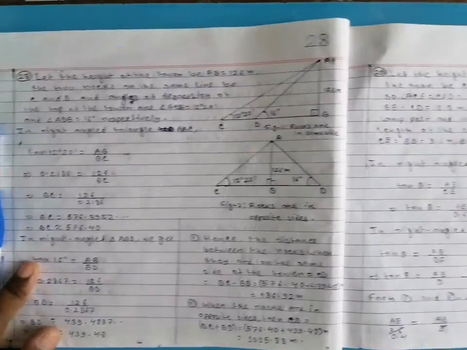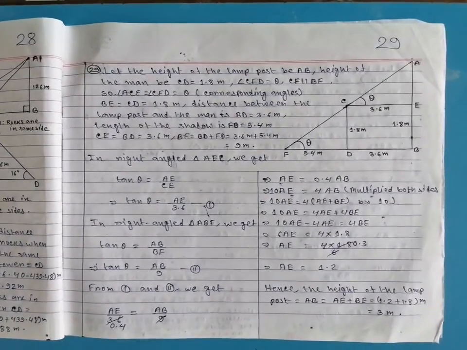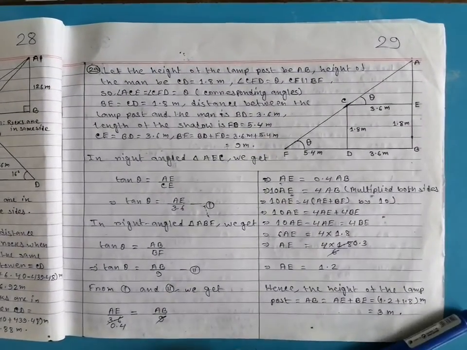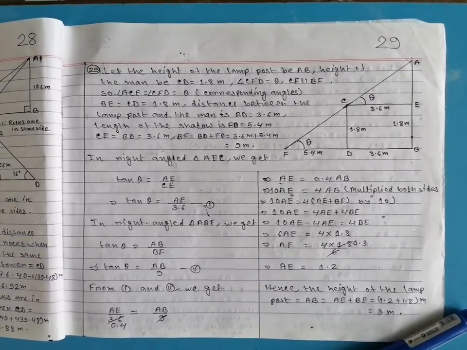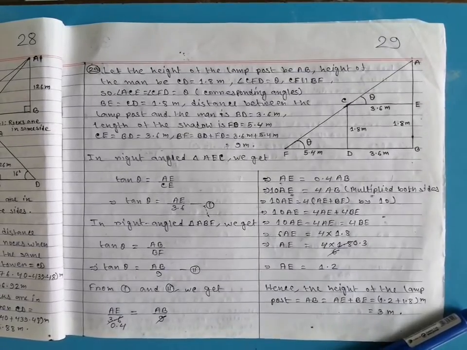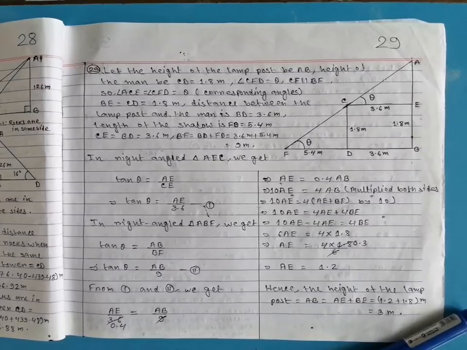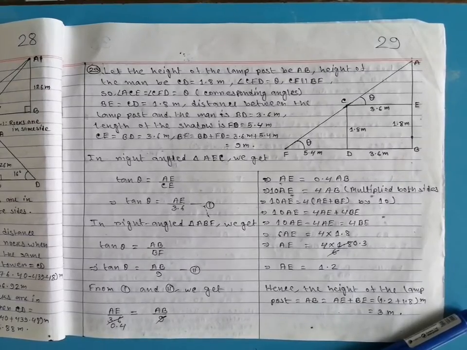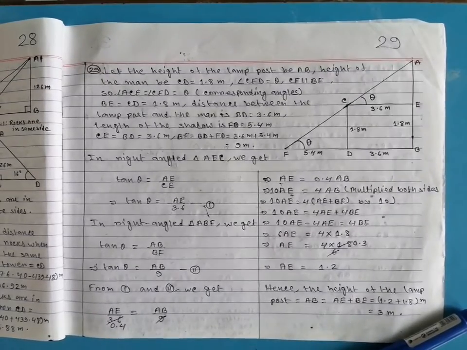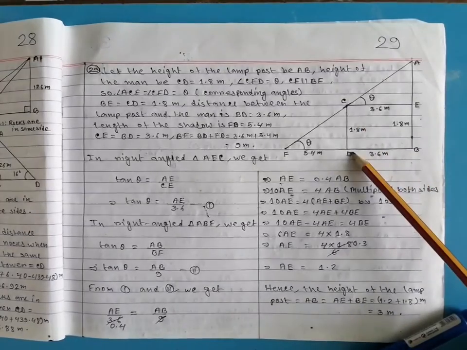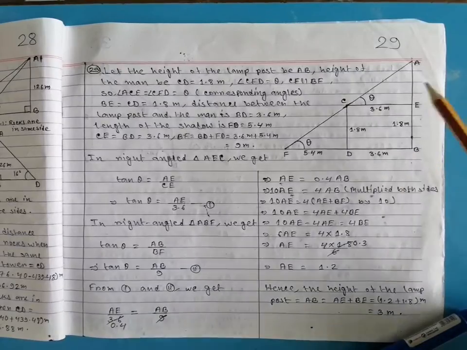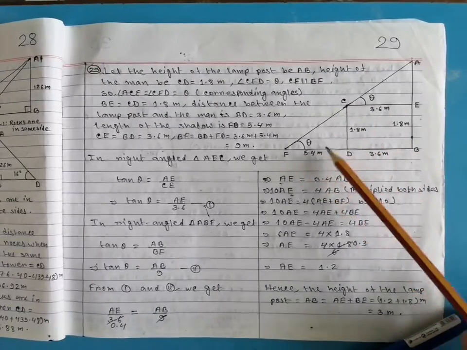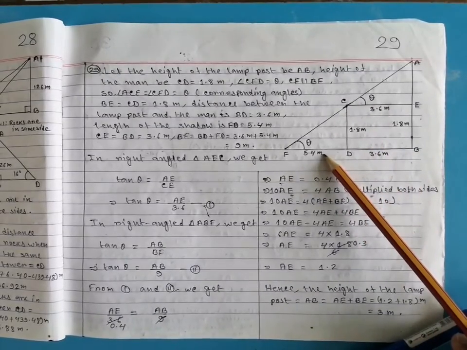Now come to question number 29, the next question. Read the question very carefully. Question number 29: it is given that a man 1.8 meter high stands at a distance of 3.6 meter from a lamp post and casts a shadow of 5.4 meter on the ground. Find the height of the lamp post. Suppose CD is the man and AB is the lamp post. The shadow of the man CD is FD, that is 5.4 meter, that is given.